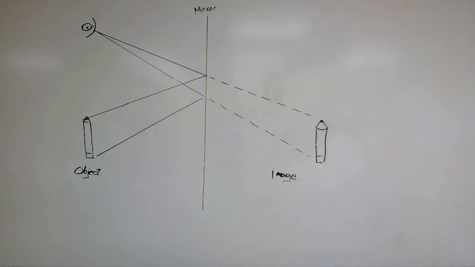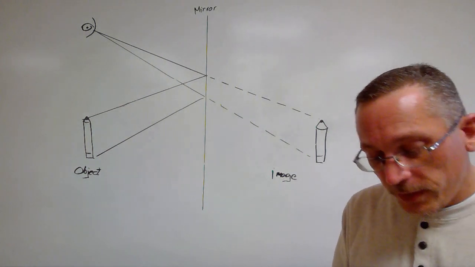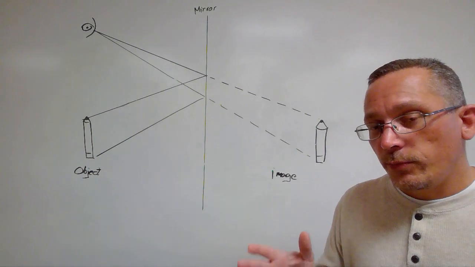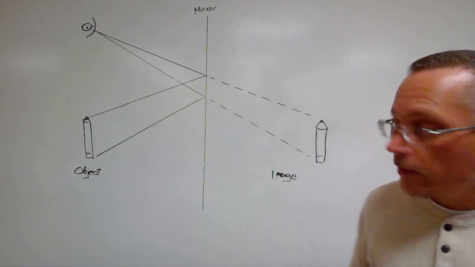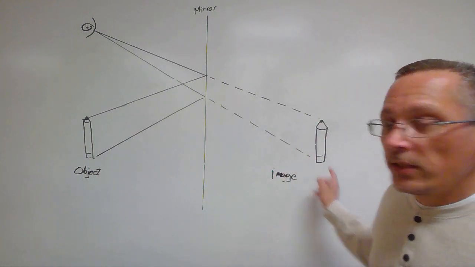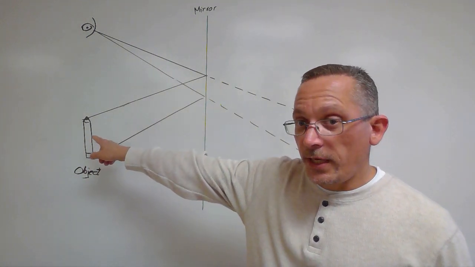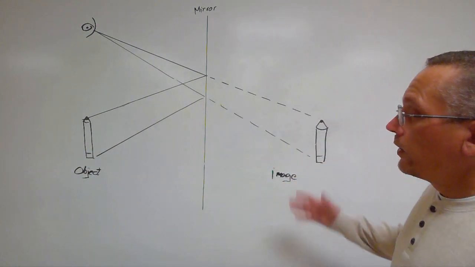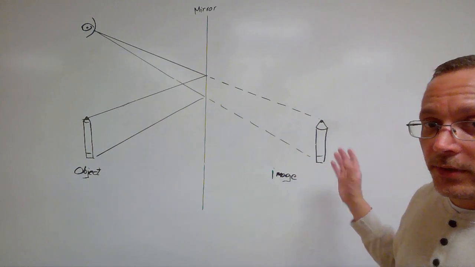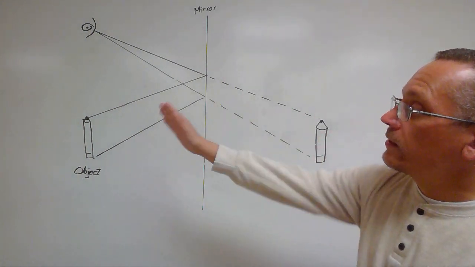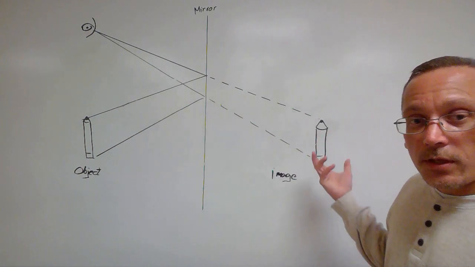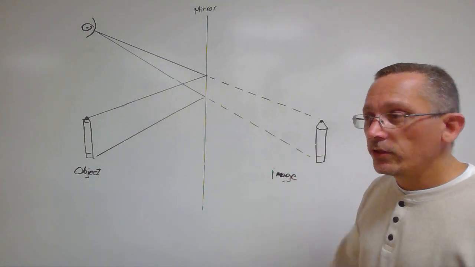It's fairly simple. You'll notice a couple of things about a flat mirror, and these things will be different when we talk about curved mirrors, is that our image is the same size as our object. It is right side up. It's not flipped upside down, it's right side up. This is what's called a virtual image, okay?